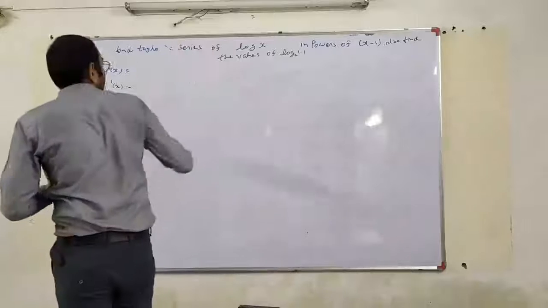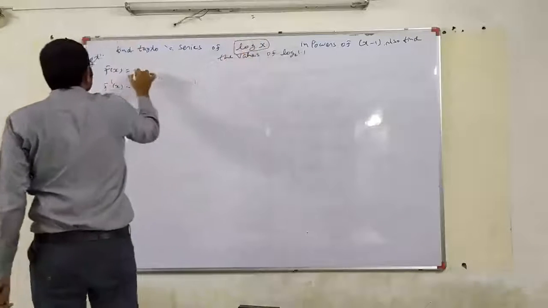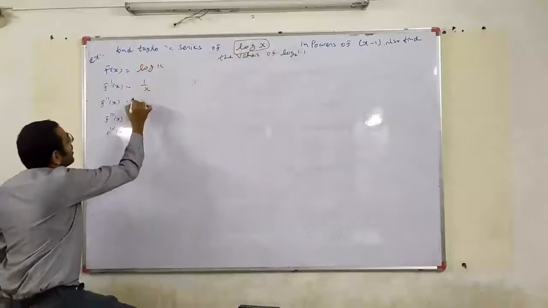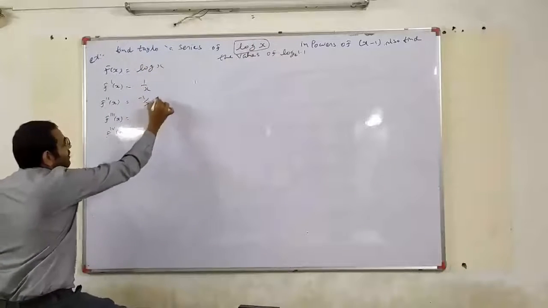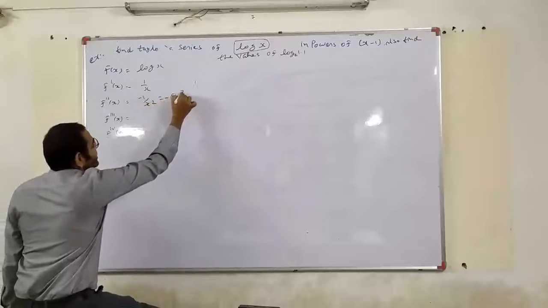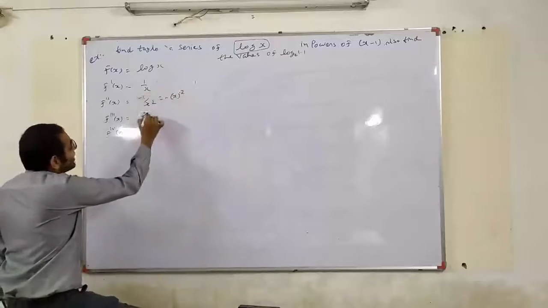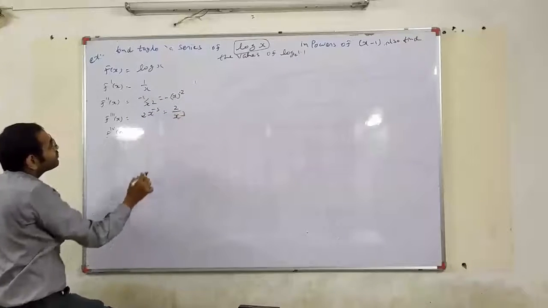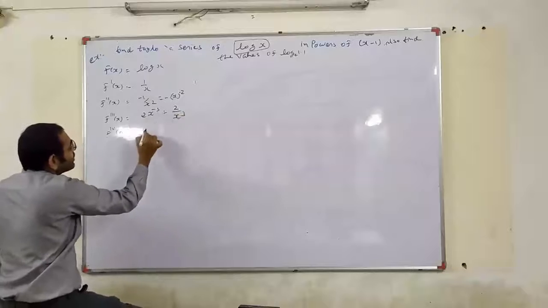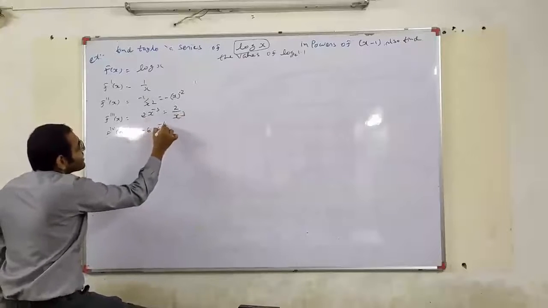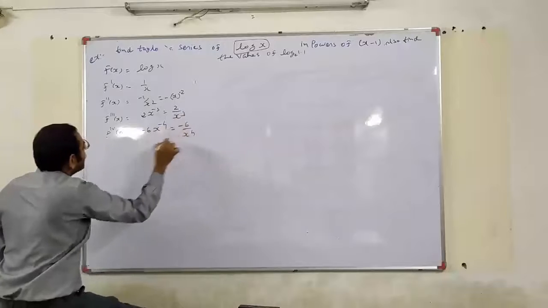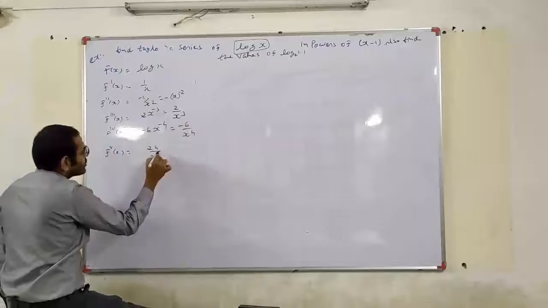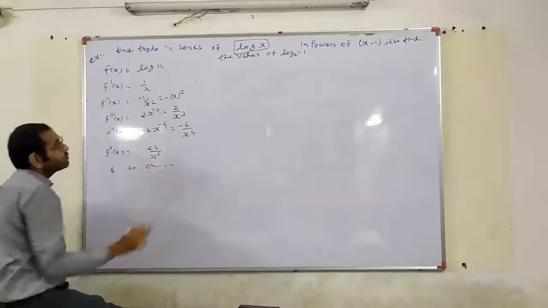First of all, log x, that is our function. Derivative of log x is 1 upon x. Again derivative, that is minus 1 upon x square. Again, we can write minus x raised to minus 2, then twice x raised to minus 3, this means 2 by x raised to 3. Again derivative, then minus 6 x raised to minus 4, means minus 6 upon x raised to 4. The fifth derivative we get 24 upon x raised to 5, and so on.